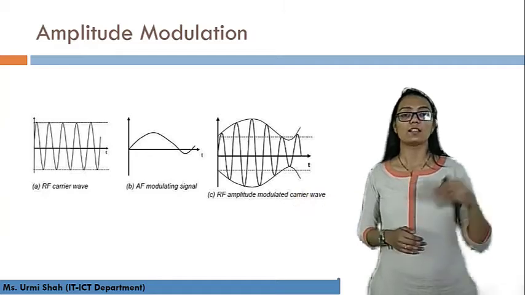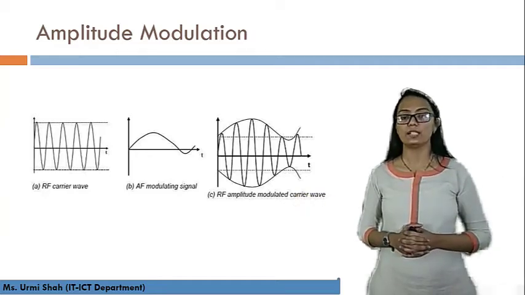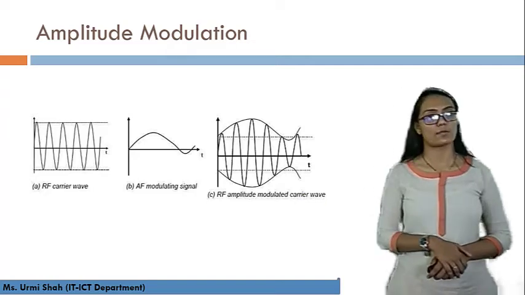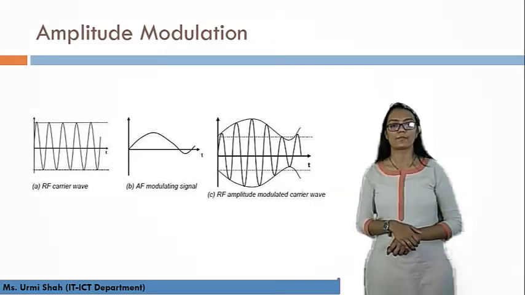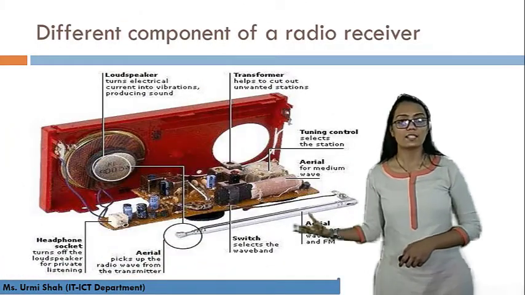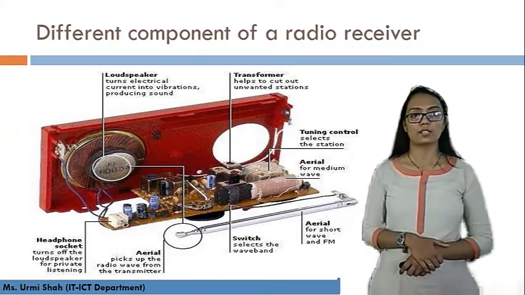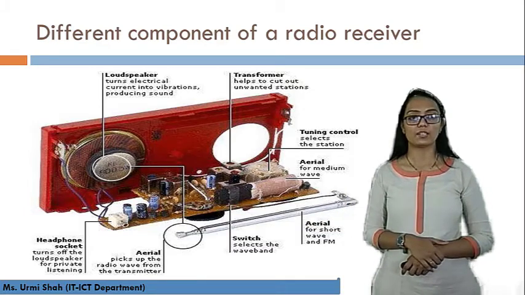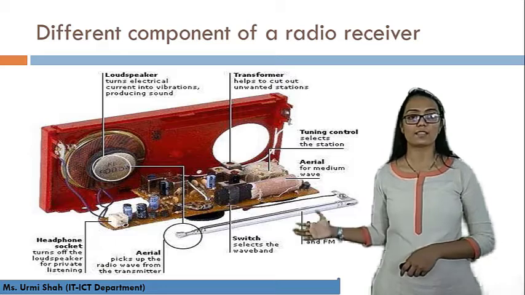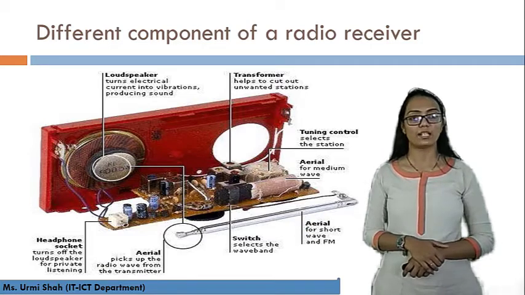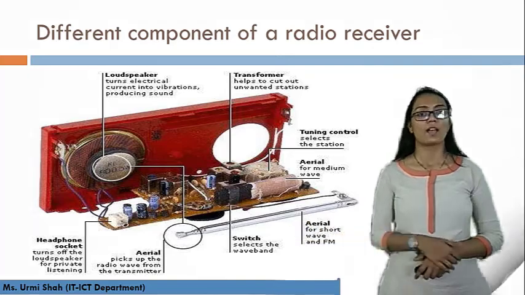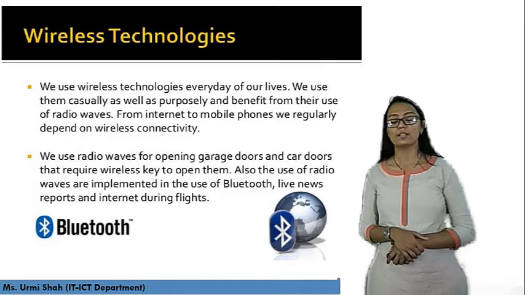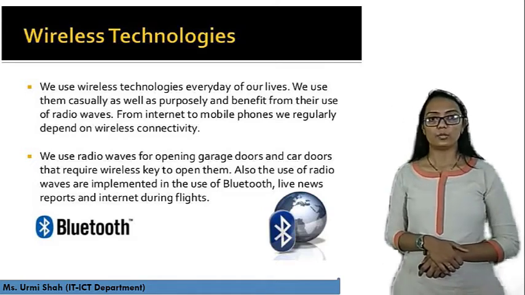Here you can see these are the different versions of modulated signal which are involved in transmission and reception of any signal. Further, you can see these are the different components of a radio receiver. Basically, a radio receiver has the following blocks, and this is how the front view of a radio receiver looks. Moving ahead, what are the applications of radio wave communication?